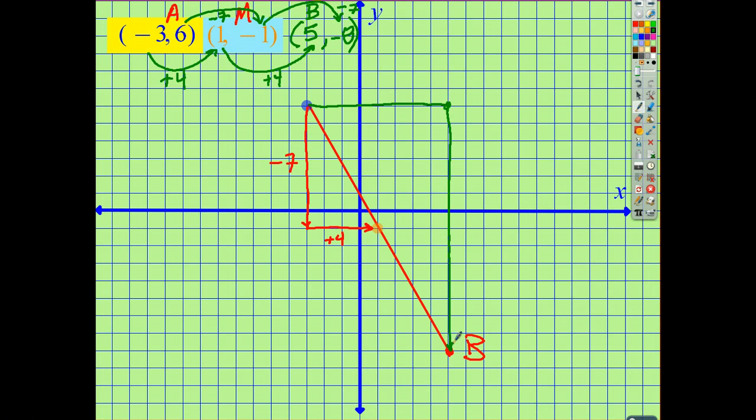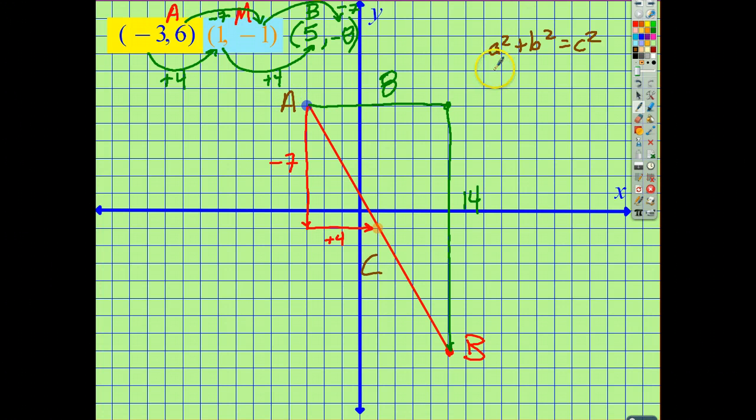All right, so we know that if it went over 4 and over 4 again, that's going to be 8. And if it went down 7 and down 7 again, that's going to be 14. So let's go ahead and solve. Let's do this in brown. A squared plus B squared is equal to C squared. Now we are finding C. That's the distance from A to B.